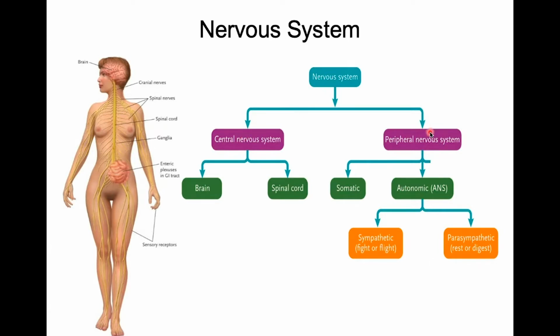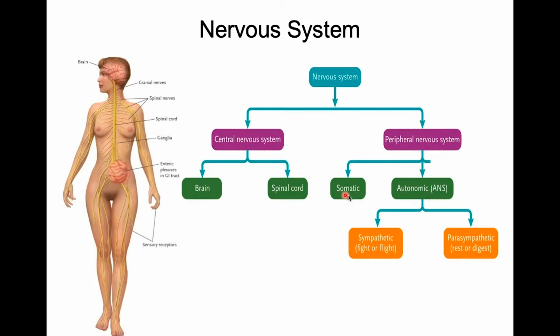You have the two main divisions of the nervous system. So central nervous system, which is your brain and spinal cord only. Everything else gets classified under the peripheral division. Okay. And within that peripheral division, we have the somatic division, which is voluntary control, and then the autonomic division.